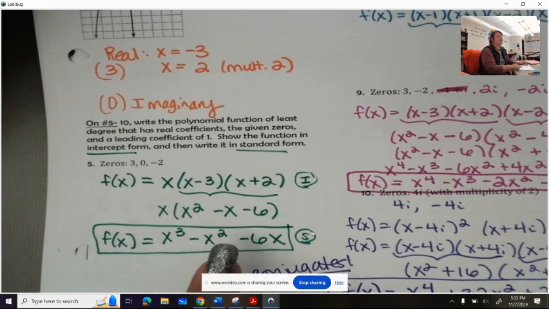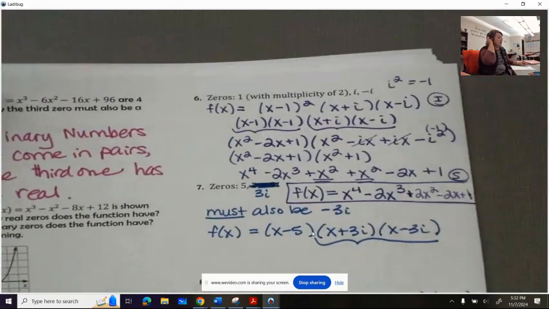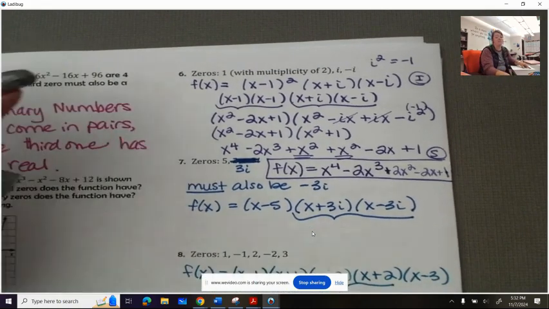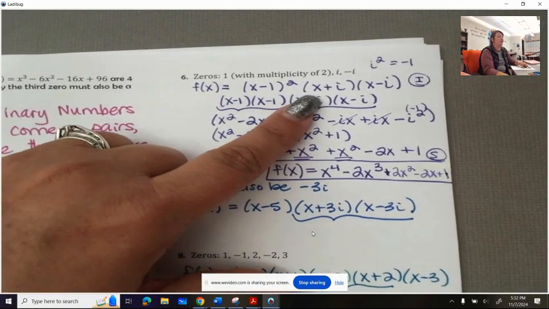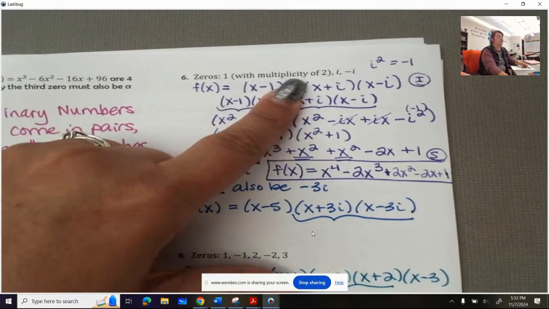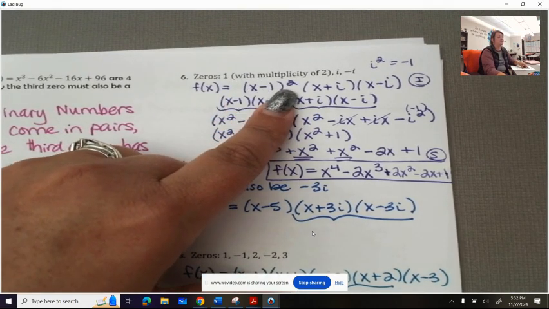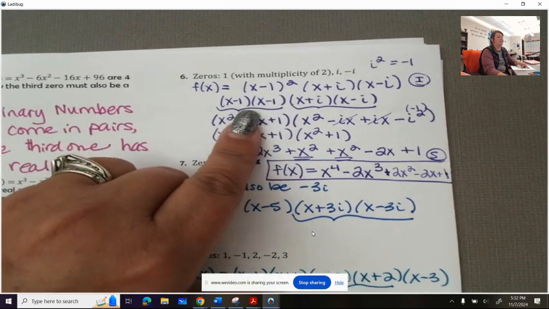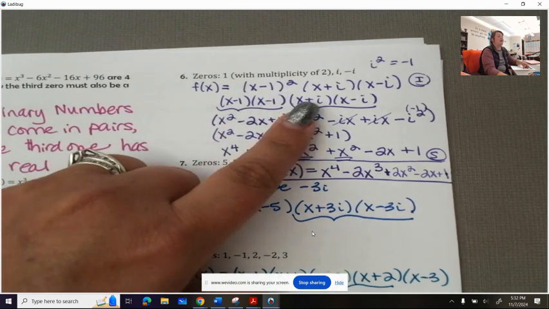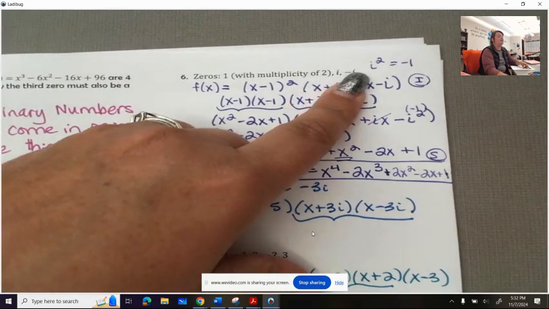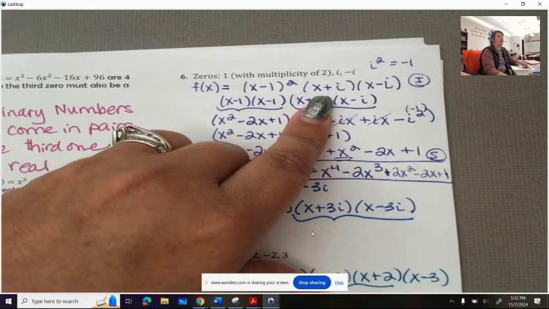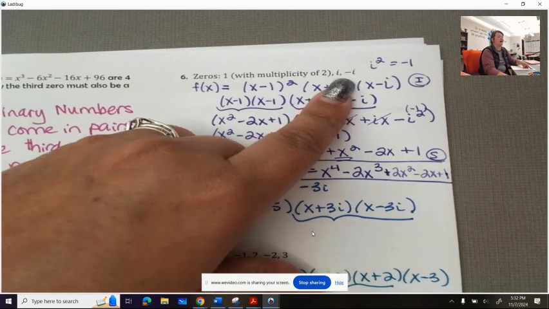So this one's pretty easy, but things that we need to think about, if it tells you something has a multiplicity, so like here it says 1 has a multiplicity of 2. So when you go to write the factor x minus 1, that means that happens twice. So when you go to multiply it out, you need to have it twice. And then i and negative i. So your factors for those are x plus i and x minus i.